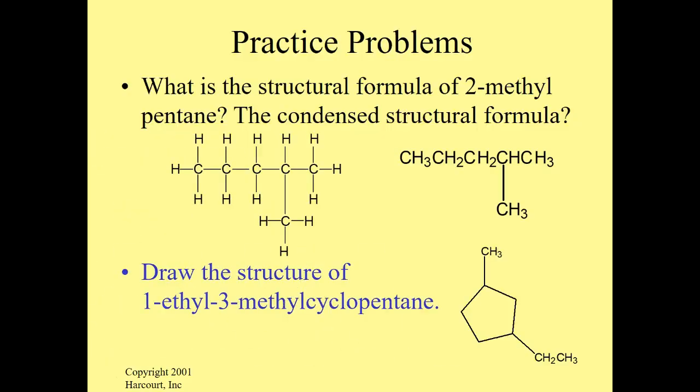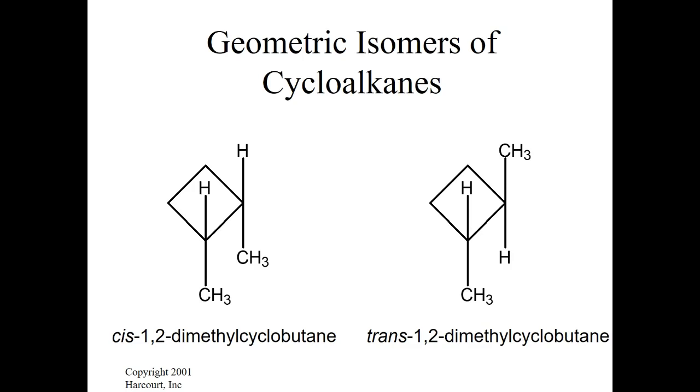So here's a practice problem. We'll do those in class. Then we have things called geometric isomers that in 3 dimensions look different from each other.